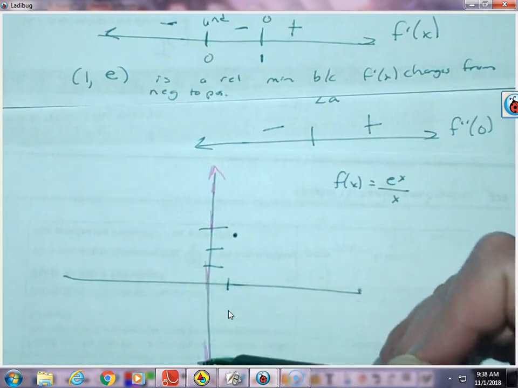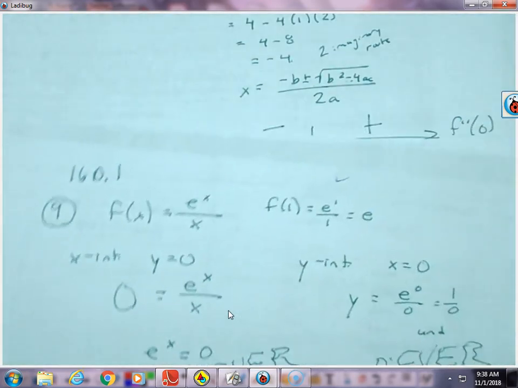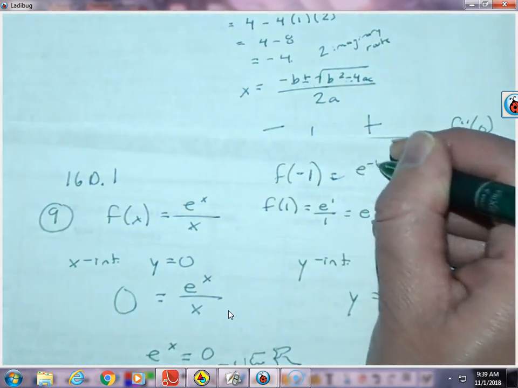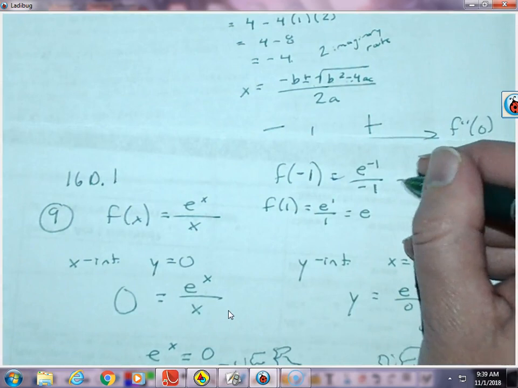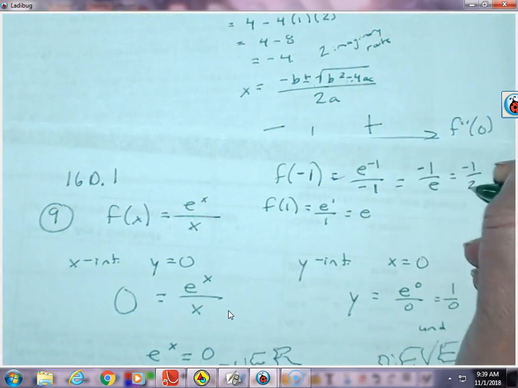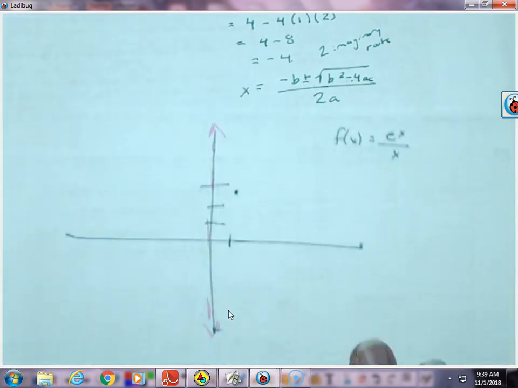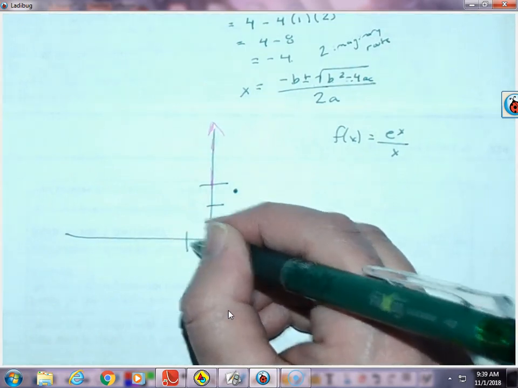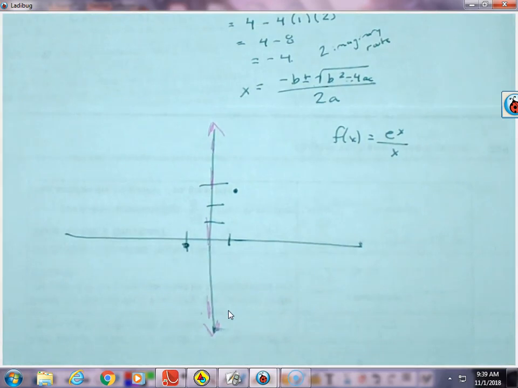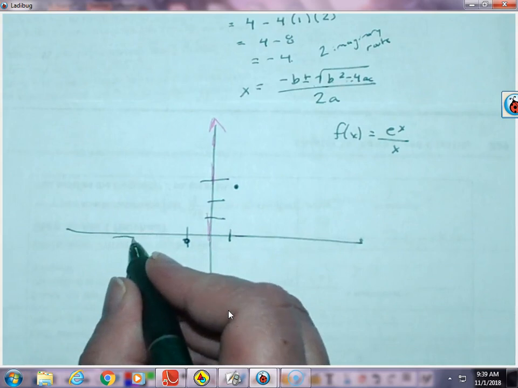In this situation, you might want to try a point. So if you tried -1, if you really didn't have a calculator to help you, you'd have e to the -1 over -1. So that'd be like -1 over e, which is like -1 over 2.71. Okay, so it's like -1 and then just a really, really small negative. So I know that point. So my guess is it's got to be decreasing and concave down.